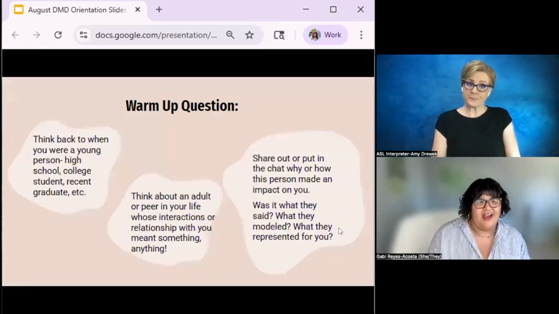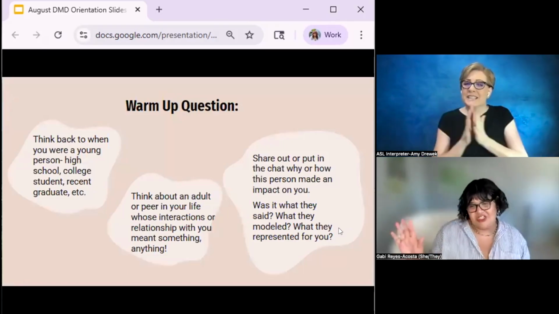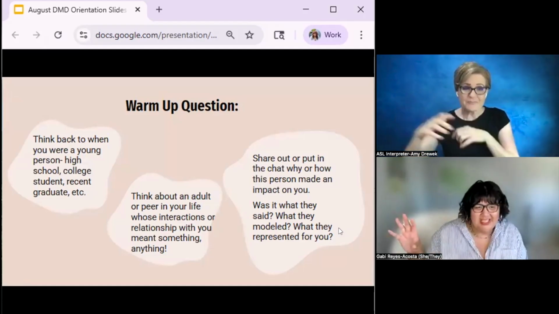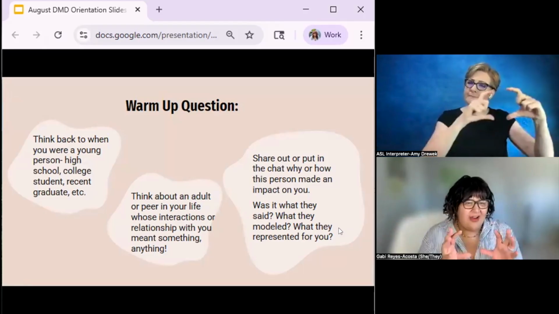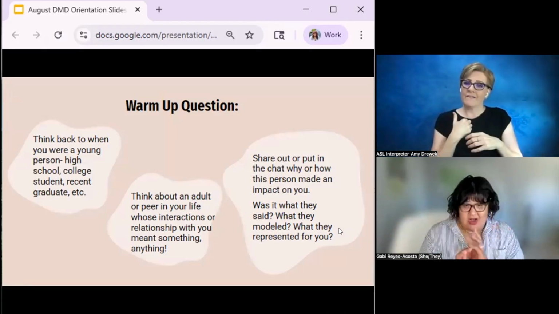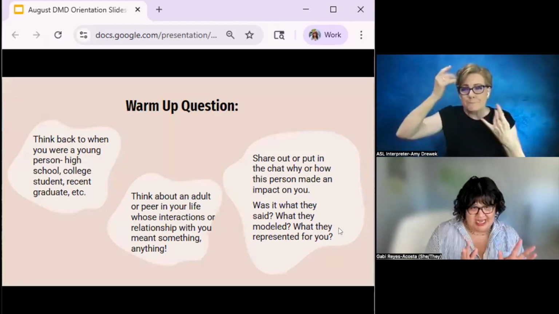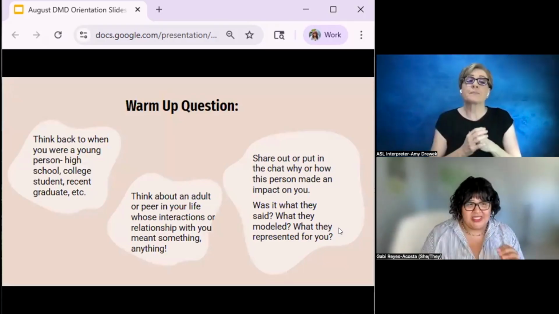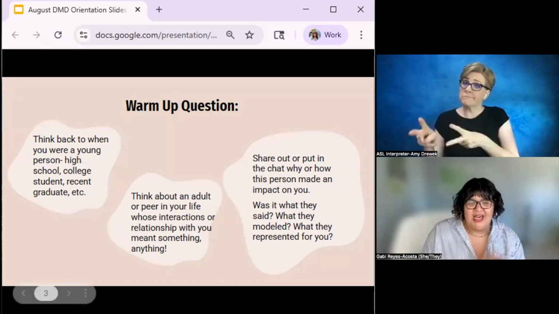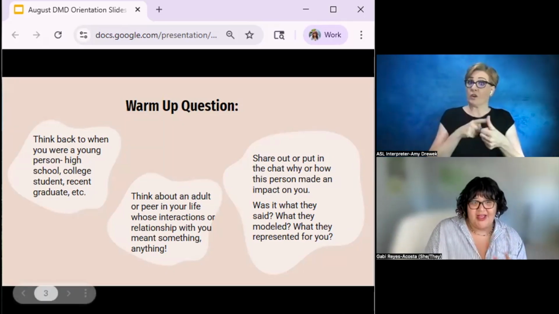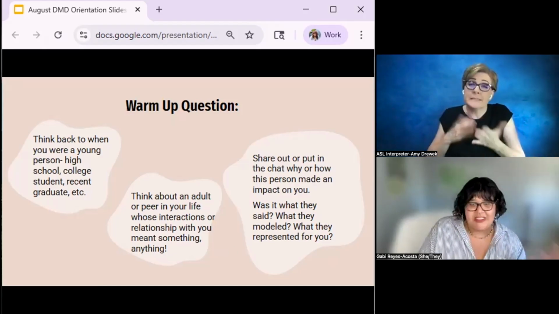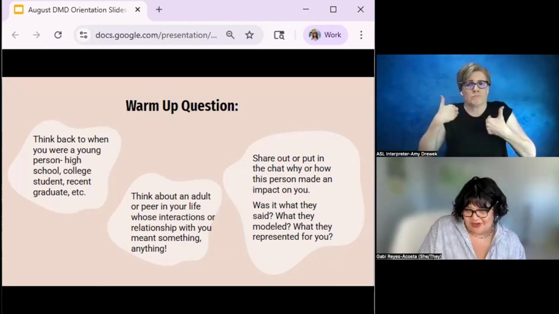Our next slide is a warm-up question slide. It says warm-up question at the top. Inside the slide are three amorphous blobs, and inside of those shapes are prompts. What I'm asking everyone today is to think back. I'm going to read what's in the prompt, and I can also put this text in the chat. I'm asking everyone to think back to when you were a young person. That can be high school, college student, recent grad, whatever feels authentic for you in this moment.